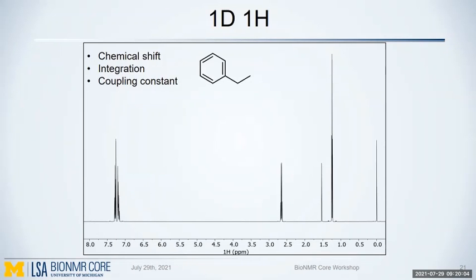So this is a very common 1D NMR spectrum. I took a standard sample, ethylbenzene, and ran a 1D proton. From those 1D proton experiments, you can get very useful data like the chemical shift, the integration, and the coupling constant. So this usually is the first experiment you will run when you have a small molecule you want to characterize. And if the 1D proton data look good, you can go ahead and run other experiments.